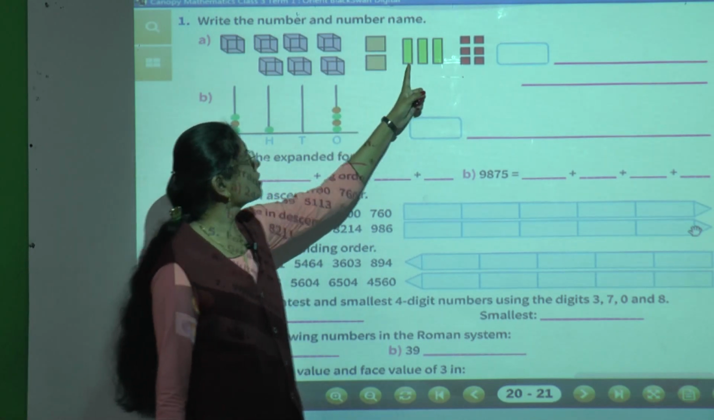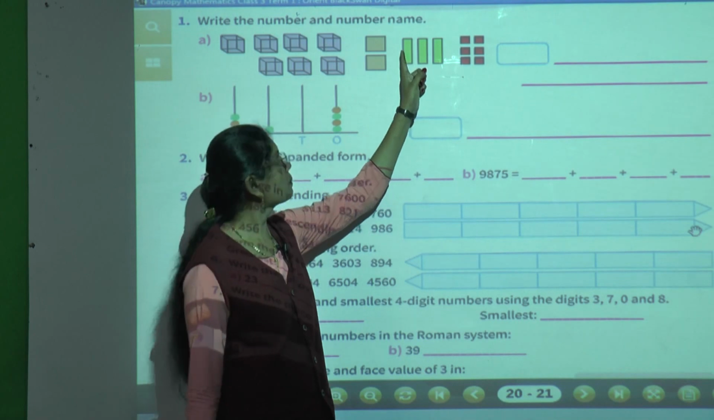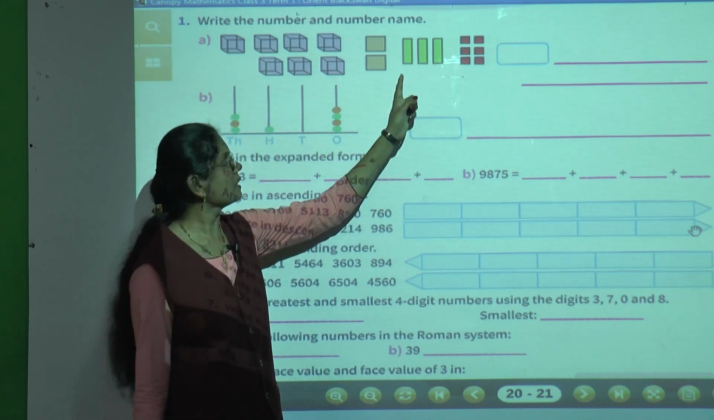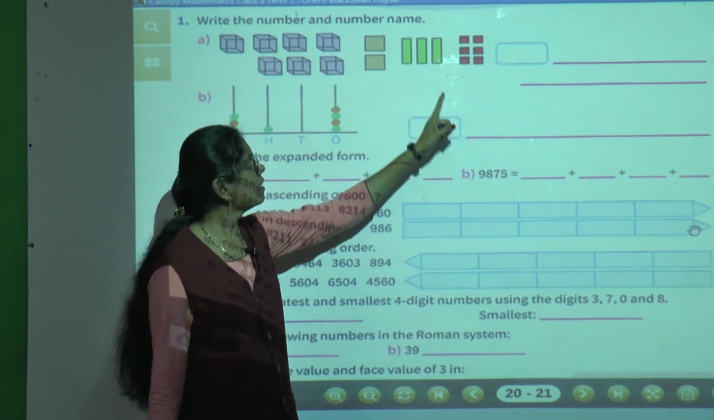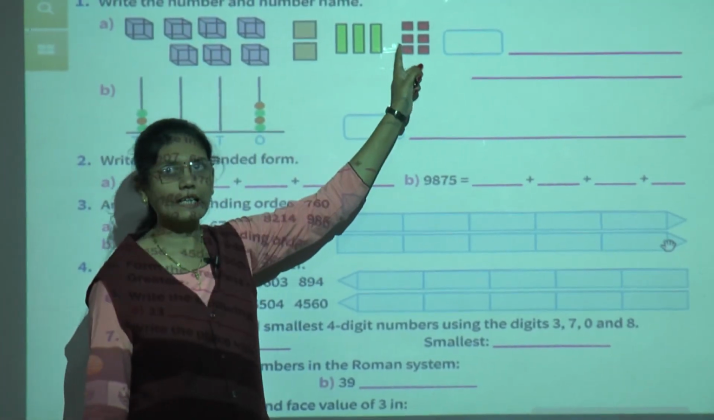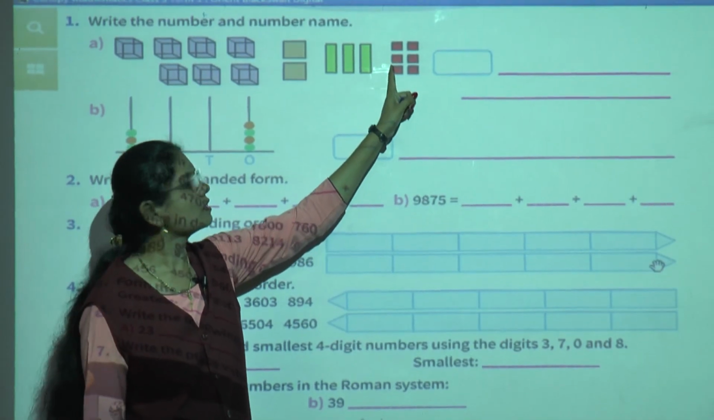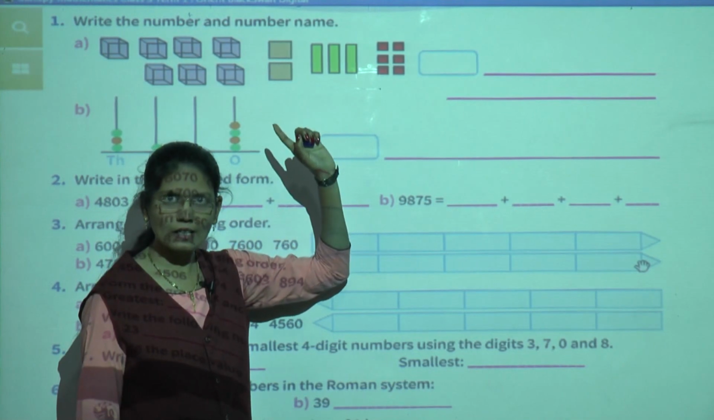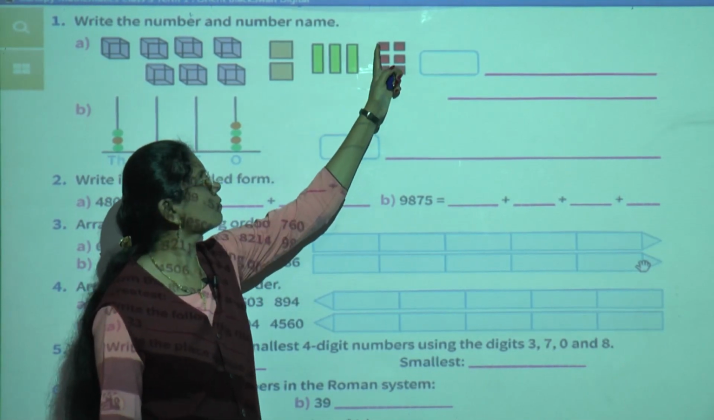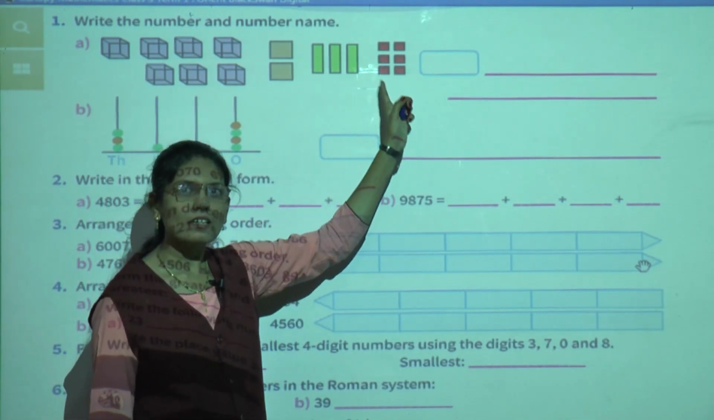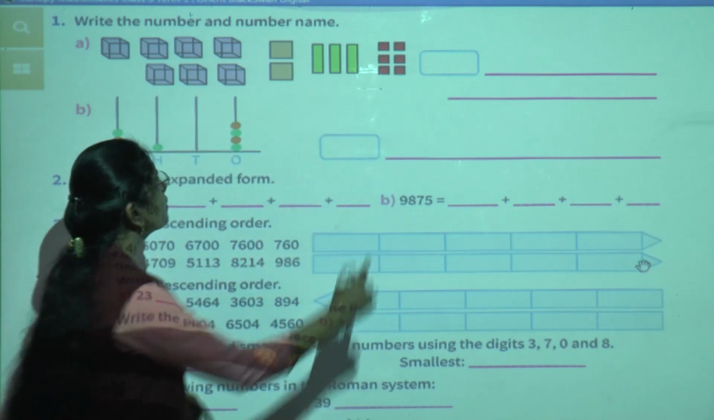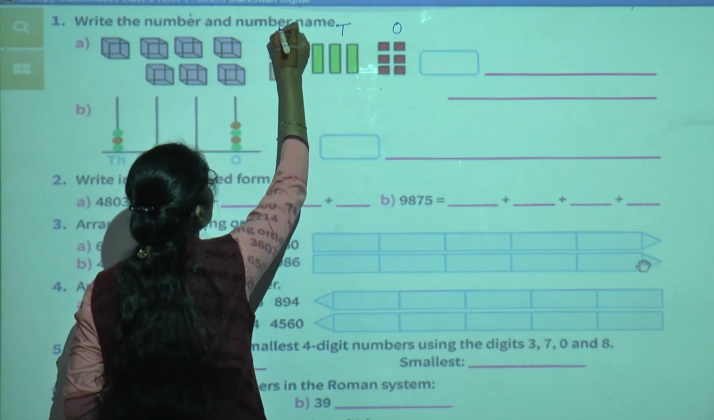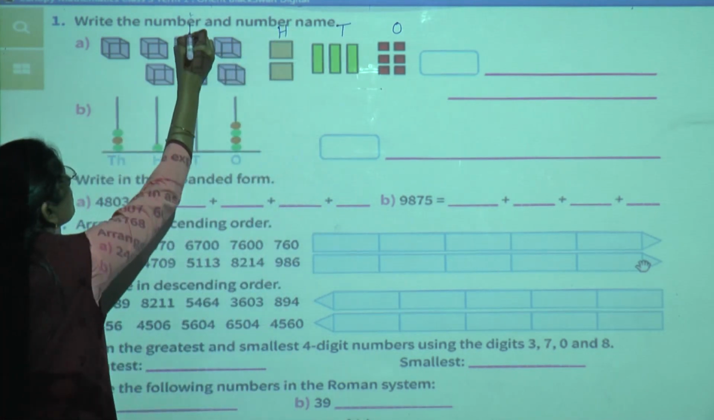This green color slip represents 10. How many tens are there? Yes, here 3 tens are there. And can you see this small red color square box? It represents 1. How many ones are there? Count once again. Yes, 1, 2, 3, 4, 5, 6. There are 6 ones. Now I will write here ones, this is tens, this is hundreds and this is thousands.